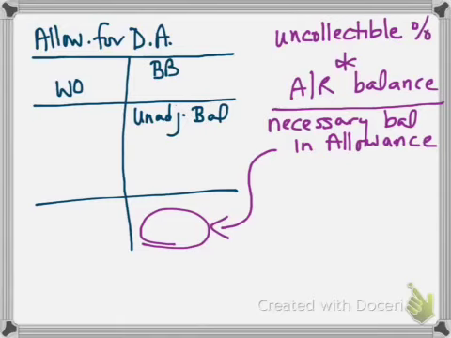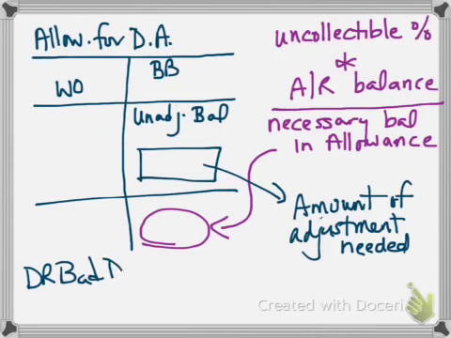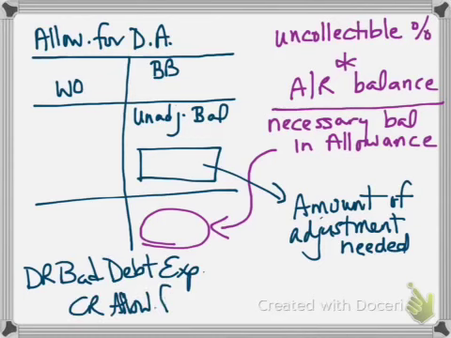So we are currently at an unadjusted balance, and we need some amount of adjustment to increase the balance up to the necessary balance. So that rectangle amount, that's the amount of the adjustment, and then the adjusting entry is debit bad debt expense, credit the allowance for doubtful accounts.